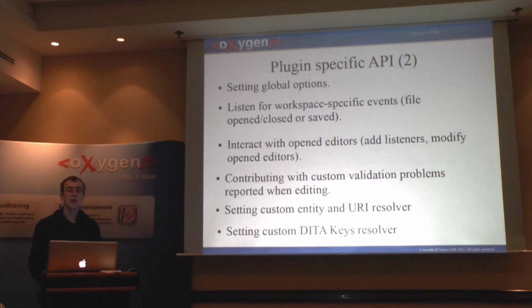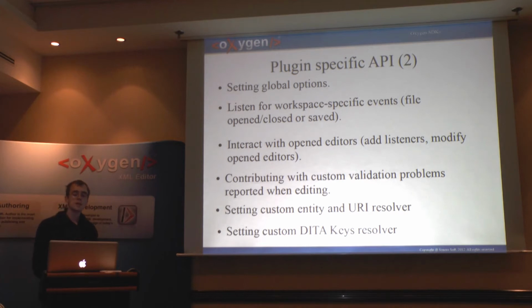You have plenty of API available. You can force certain global options to be the way you want. Maybe you want all your users to have automatic spell checking enabled, but Oxygen comes with it disabled by default. So you create a plugin which via Java extensions sets these options forced. So it forces automatic spell checking for all users who have this plugin installed.